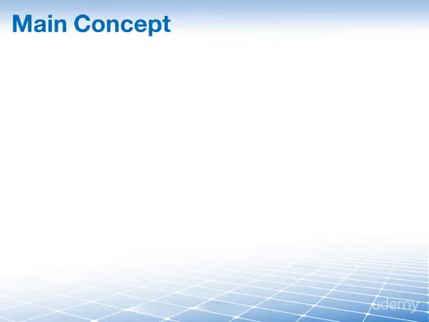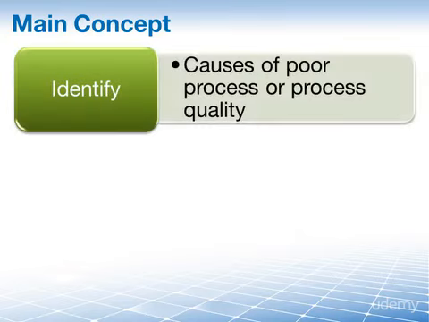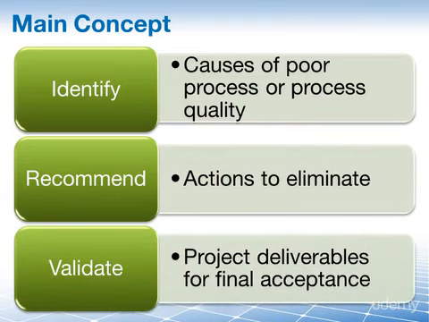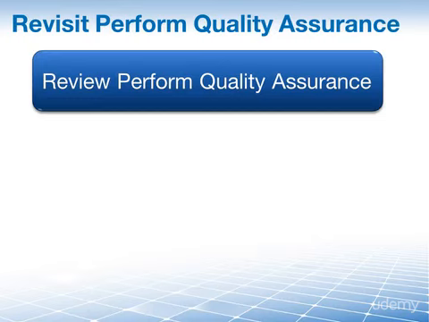The main concept you have to understand for control quality is that this can be considered a checks and balances process, because here is where you identify the causes of inadequate process or poor process quality, and you recommend the necessary actions to eliminate these, and you validate that the deliverables fulfill the stakeholder requirements for final acceptance. To see what we actually do in the control quality process, let's do a quick review of the perform quality assurance process and what takes place there.